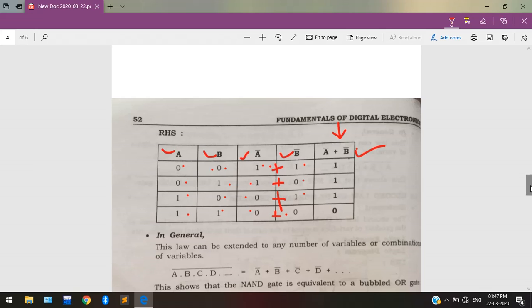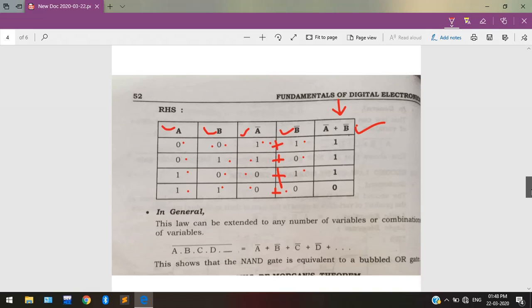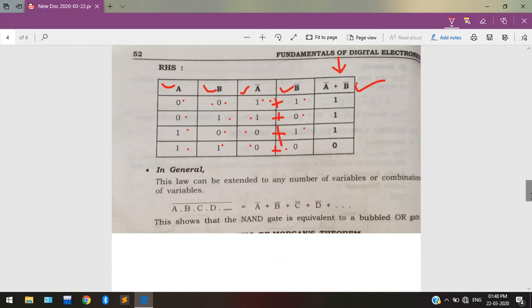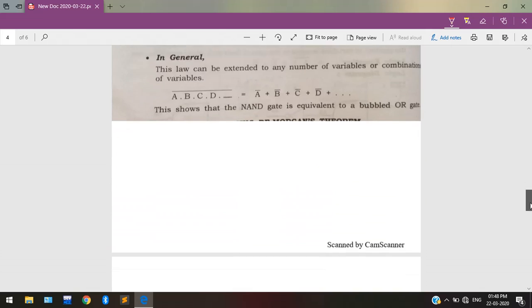So the second law of De Morgan states that for A dot B dot C dot D, if we have many variables, then at the output end the line is cut and the sign is to be changed. This shows the NAND gate equivalent. So these are the two different theorems, which you can understand easily.